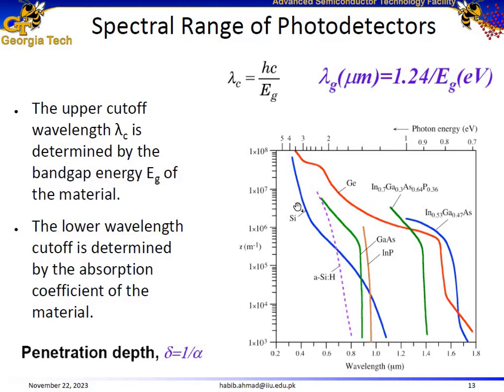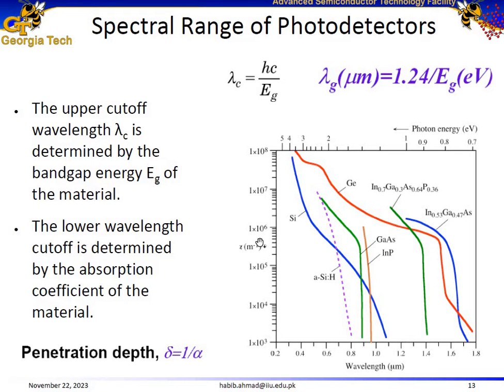Let us focus on silicon. The absorption coefficient of silicon is high at lower wavelengths, for example, wavelengths in the ultraviolet light range, 200 nanometers to 400 nanometers. As you can see there, the absorption coefficient is really high. Then penetration depth, or absorption depth, is equal to the reciprocal of the absorption coefficient.